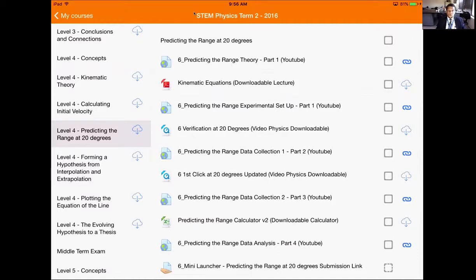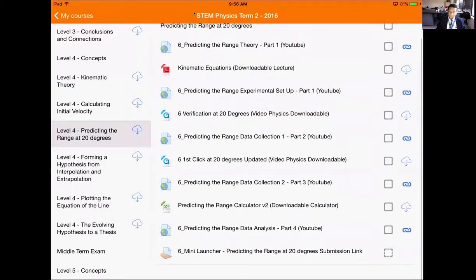So where's our stuff? Where's our video? So we have our video here for physics download, and we have one that's going to be at 20 degrees, and then we have another one, again at 20 degrees. And so we'll have two data sets here, and we're going to utilize this calculator twice. And then we're just going to submit what we have. At least that's the plan. We might end up doing one.